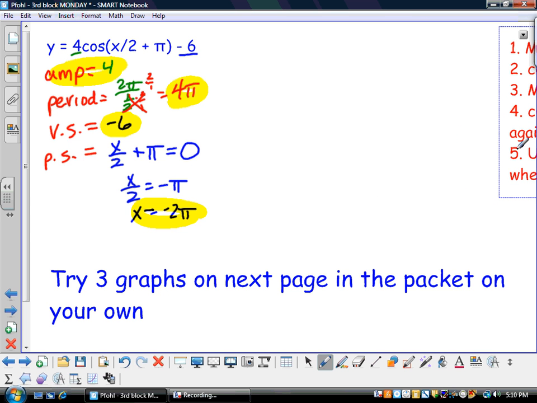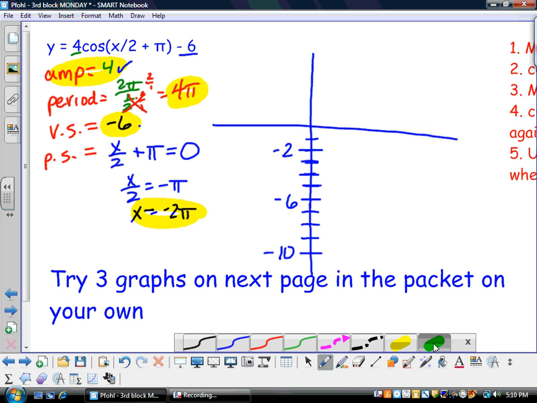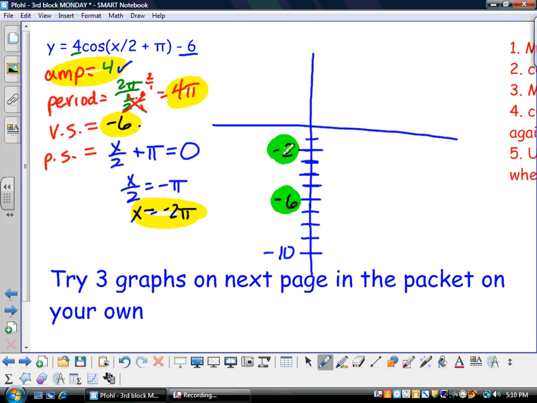For this graph, we're going to start with marking the midline. The midline is at negative 6. 1, 2, 3, 4, 5, 6. Probably on your graph paper, you might want to count by 2s, otherwise it's not going to fit very well. The amplitude is 4, so we need to count up 4. 1, 2, 3, 4, that's negative 2. And we need to count down 4. That's at negative 10. For full credit on your test, you need to clearly have labeled the midline, maximum, and minimum.